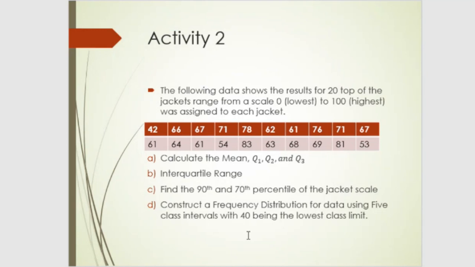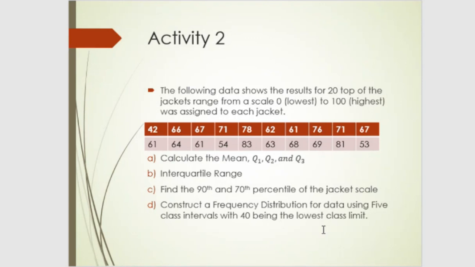It is more the same as that one that we did, except I think there are some additions in terms of this one. Let me see. All right, the following data shows the results for 20 top jackets, ranging on a scale from zero, being the lowest, to 100 being the highest. Calculate the mean, Q1, Q2, and Q3, then the interquartile range, then find the 90th and 70th percentile of the jacket scale, then construct a frequency distribution for the data using 5 class intervals, with 40 being the lowest class limit.